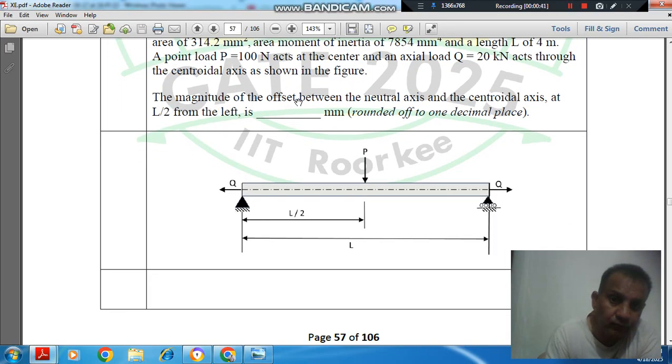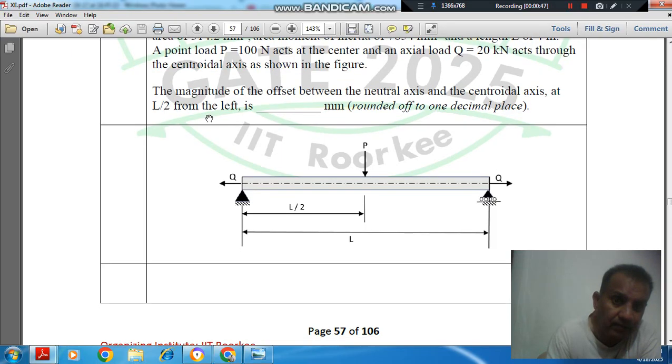The magnitude of the offset between the neutral axis and the centroidal axis at L by 2 from the left is dash mm, rounded up to 1 decimal place. So this is Q, this is Q, this is P, this is L by 2, this is L.